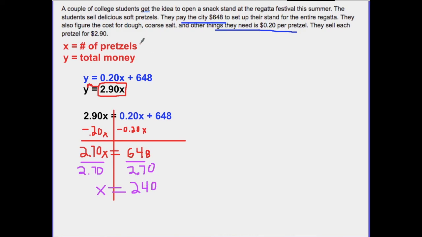So remember, x is number of pretzels. So they have to sell 240 pretzels. But what is that break-even cost? I'm going to go ahead and choose this equation because it has y isolated, and I only need to multiply to find that out. 2.90 times 240. So what is the break-even cost? 696.